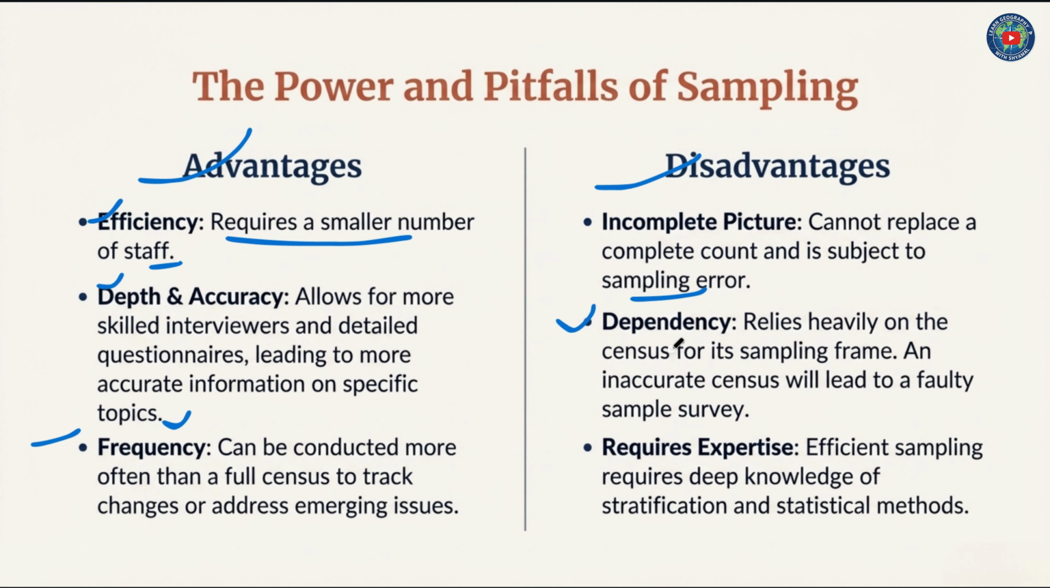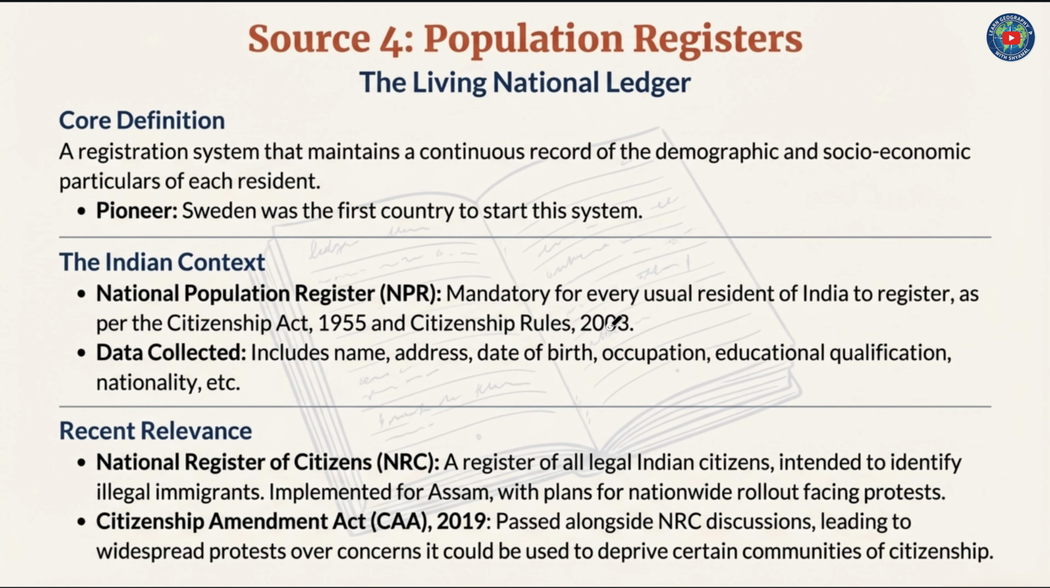Dependency: relies heavily on the census for its sampling frame, and an inaccurate census will lead to a faulty sample survey. Requires expertise: efficient sampling requires deep knowledge of stratification and statistical methods. These are some advantages and disadvantages of sampling. Advantages are efficiency, depth and accuracy, and frequency; disadvantages are incomplete picture, dependency and required expertise.